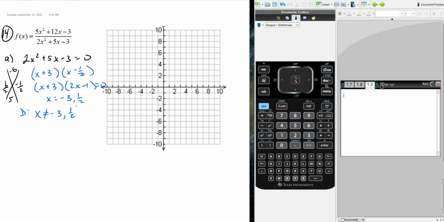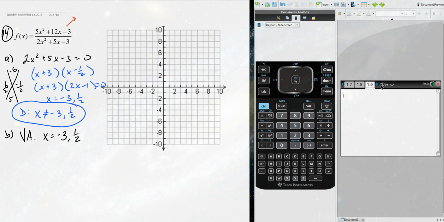Part B, find the vertical asymptotes. Well, the good news is we already found the vertical asymptotes. They're at x equals negative 3 and positive 1/2. We do have to check though, because we might have something that cancels out. So we should factor the top if it's possible. So if we factor the top, we get negative 15 and positive 12. Does anything multiply to negative 15 and add to 12? That's going to be nope. So it does not factor, which is good. So there's my vertical asymptotes at negative 3 and positive 1/2.